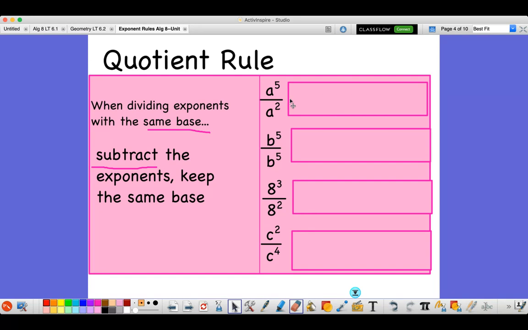Copy down the first problem, a to the fifth divided by a to the second. If at any time you need a little bit more time to write things down, just pause the video, write down, and then resume.